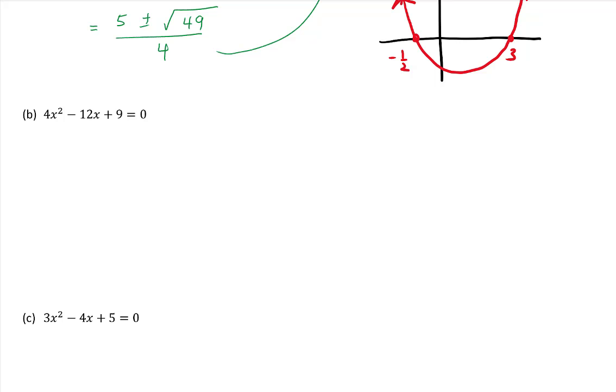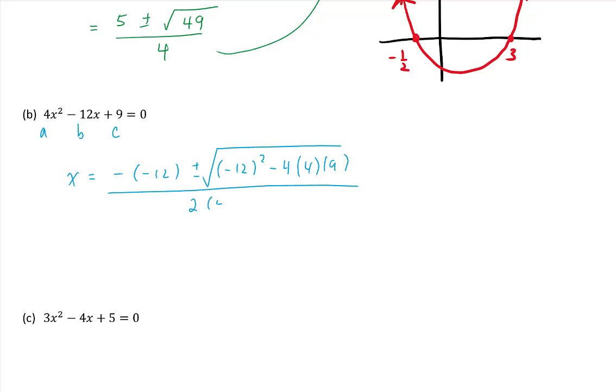4x squared minus 12x plus 9 equals 0. So same thing. There's our a, here's our b, here's our c. So we get x equals the negative of negative 12 plus or minus the square root of negative 12 squared minus 4 times 4 times 9, all over 2 times 4. So that simplifies to 12 plus or minus the square root of negative 12 squared minus 4 times 4 times 9, which is 0, all over 8.